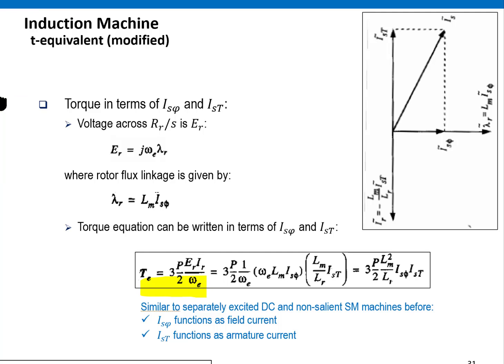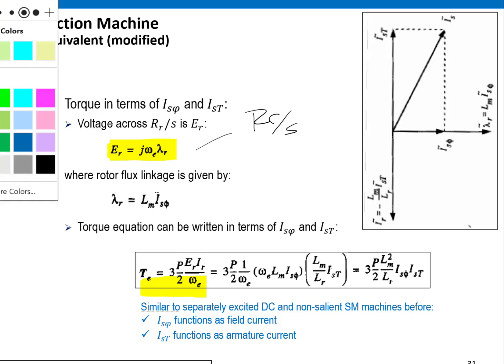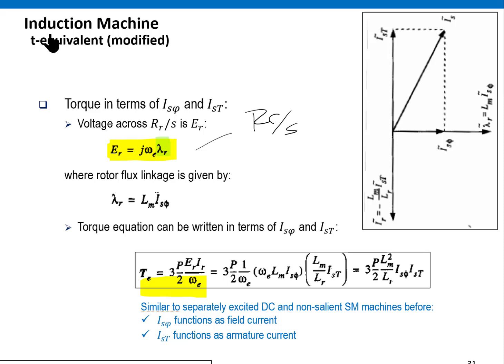And we can also come up with the expression for this voltage across, really, I guess you'd say the air gap, right, to control the air gap power. So the voltage across RR over S, you're going to control that by controlling this ER term, and that ER term is proportional to this flux, and it's proportional to the electrical frequency. And then the flux is controlled by controlling the imaginary part of the current right here.